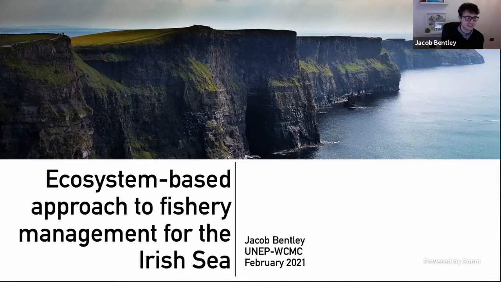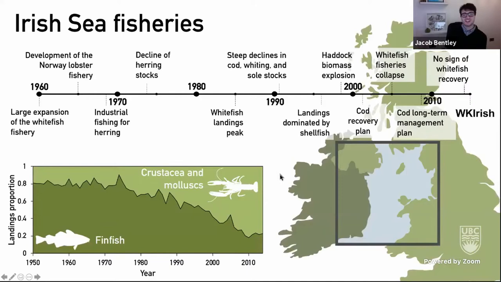So I'll start by just giving a brief introduction on the Irish Sea. Over the past 50 years, the Irish Sea fisheries have transitioned from being heavily finfish focused to more crustacea and mollusks, with the decline of important stocks like cod, whiting and sole, and the increased market demand for invertebrates like nephrops.